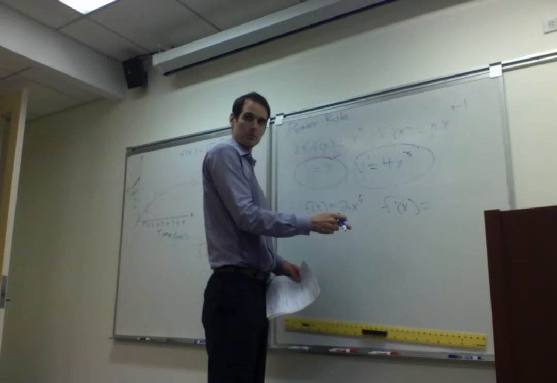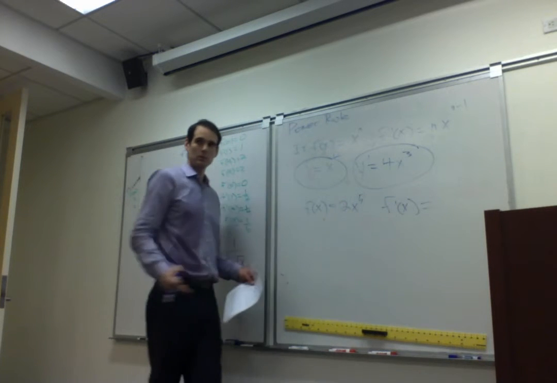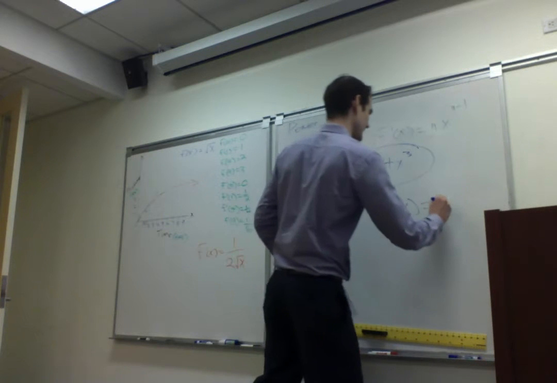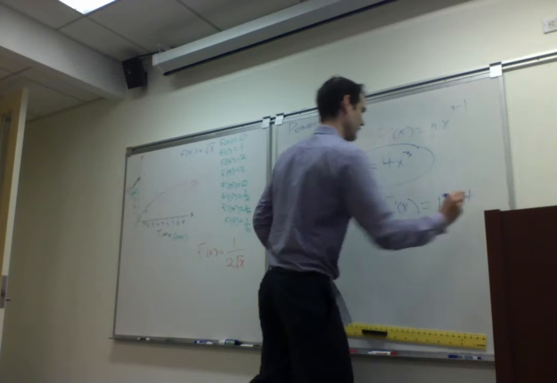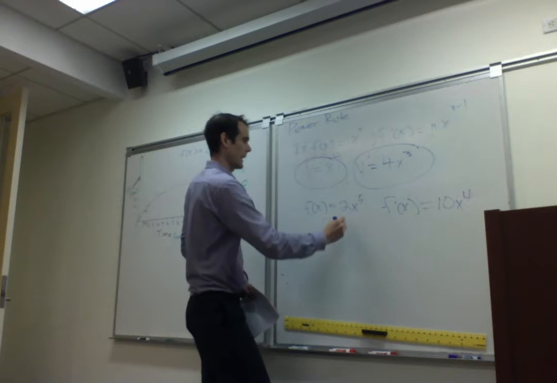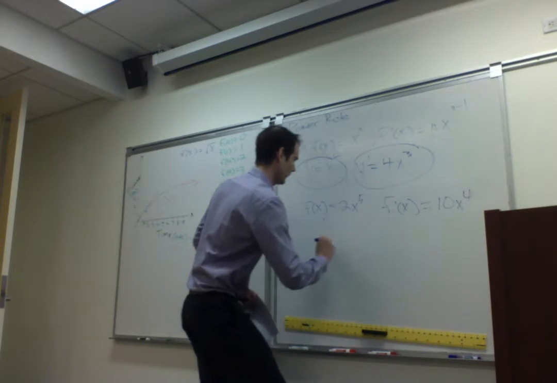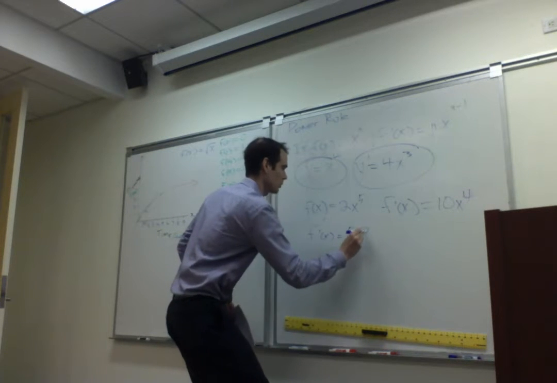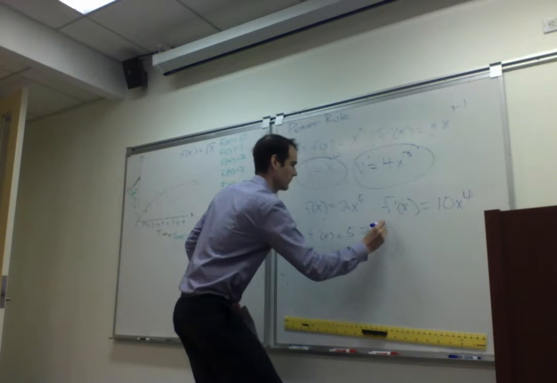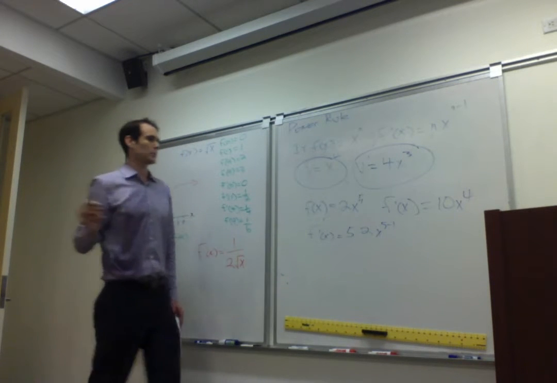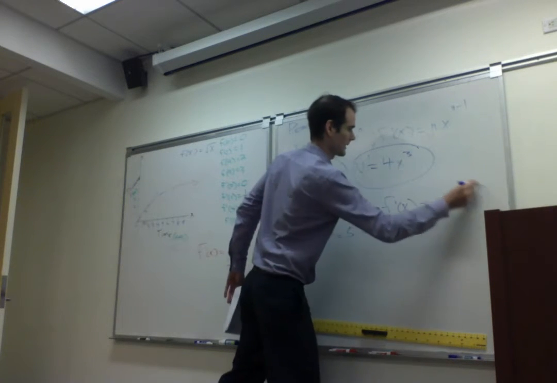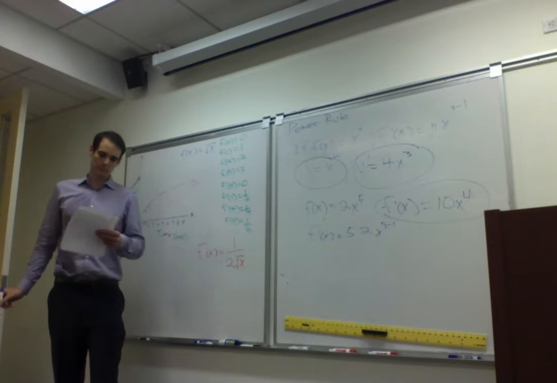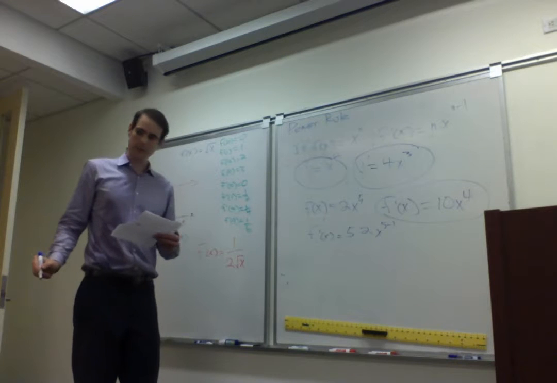Sanjay, you have an answer for us? f prime of x? No. Brandon? 10x to the 4th. Yes. So what we do is we take 5, bring it down here, so f prime of x equals 5 times 2 times x to the 5 minus 1. And as Brandon showed us, that is 10x to the 4th. Make sense?